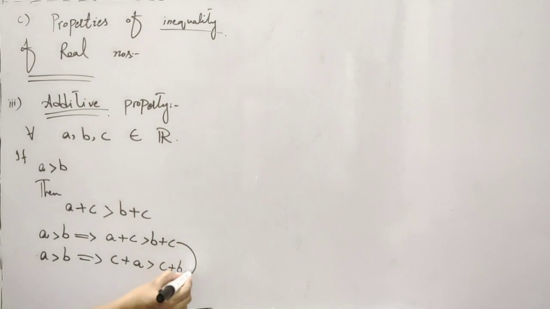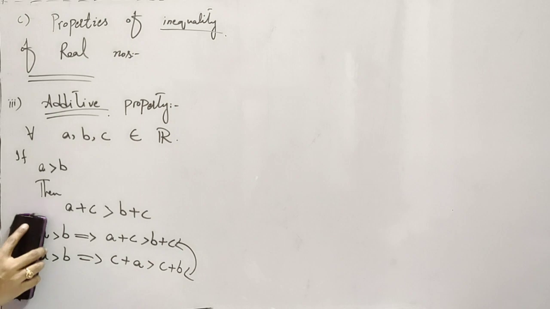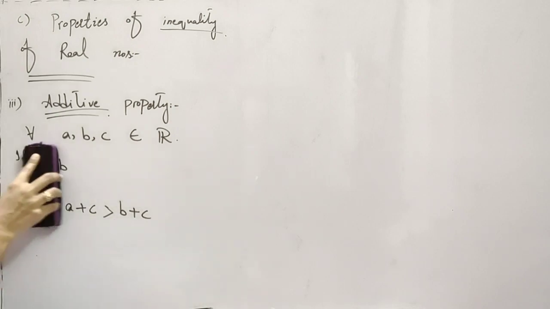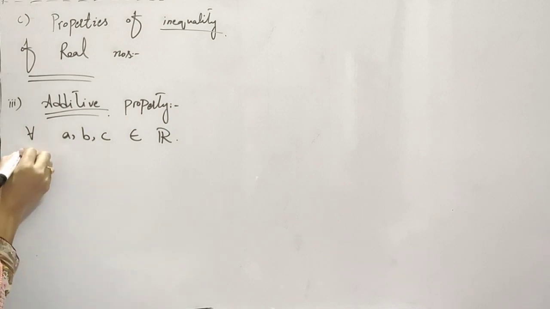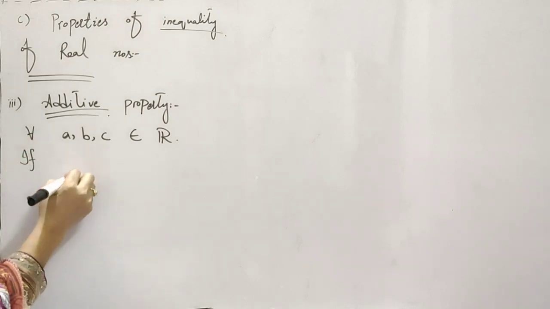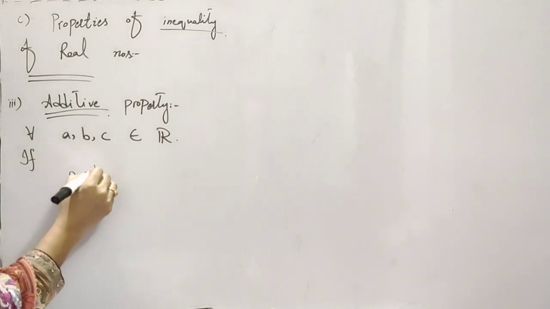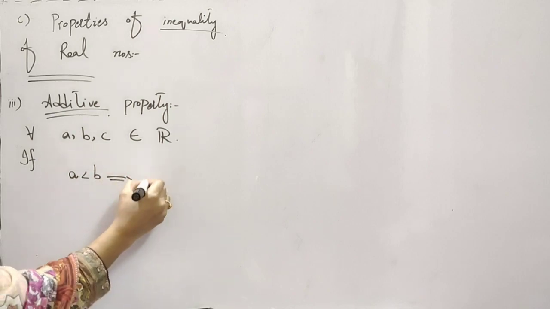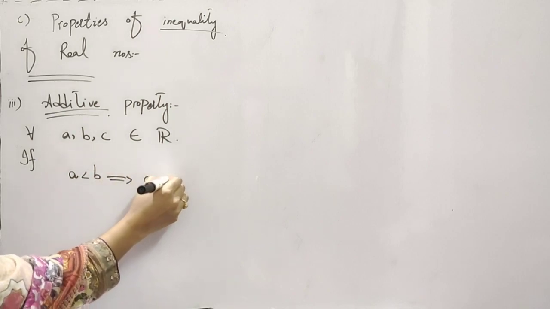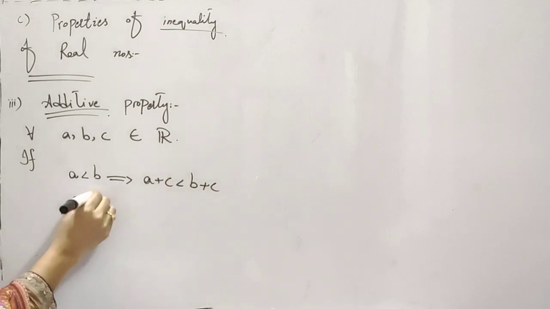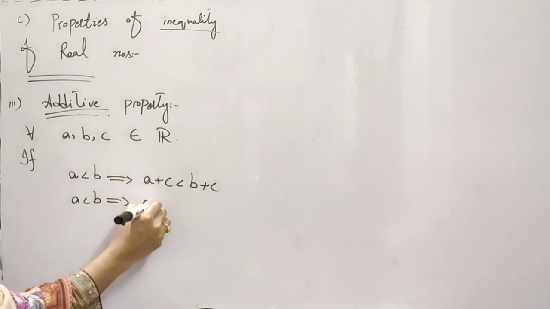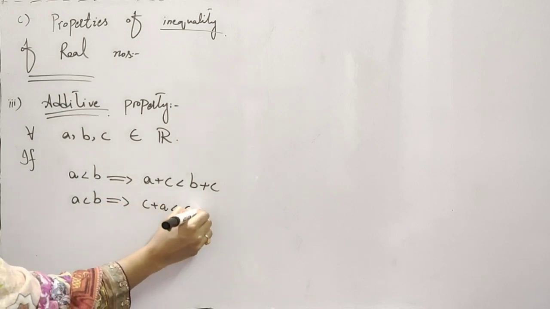Okay, both these are the same, there is no difference between them. So you can also say that. Now we learned the second property, and that was if A is less than B, it implies that A plus C is less than B plus C, or A is less than B, it implies that C plus A is less than C plus B.